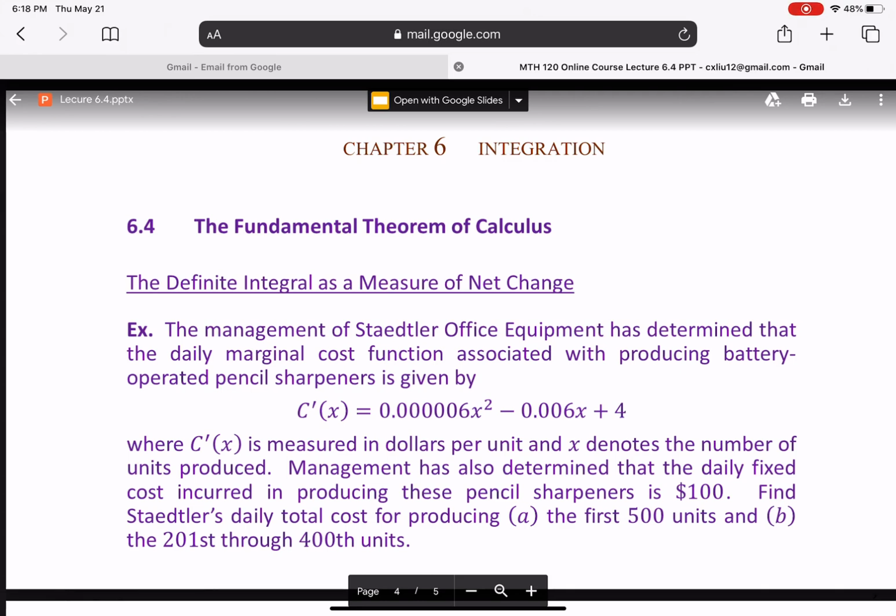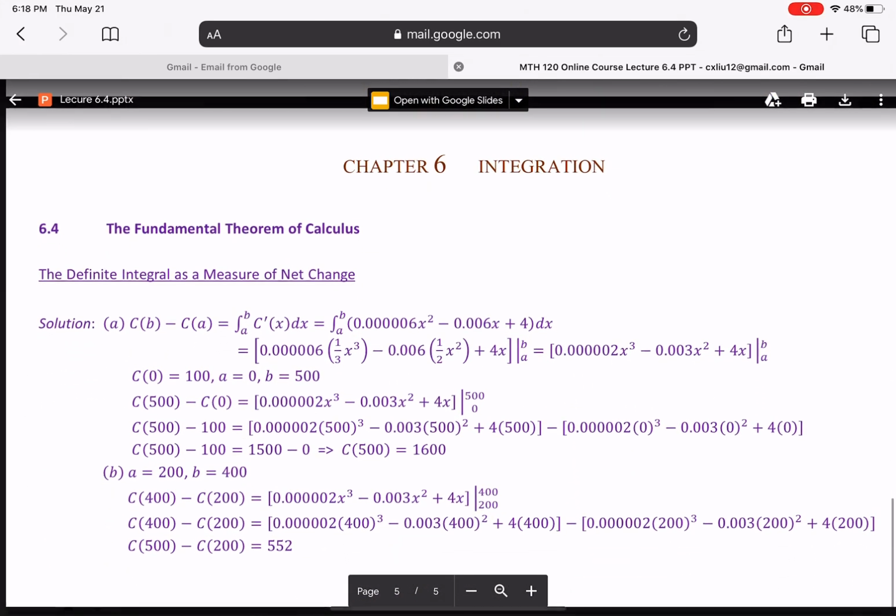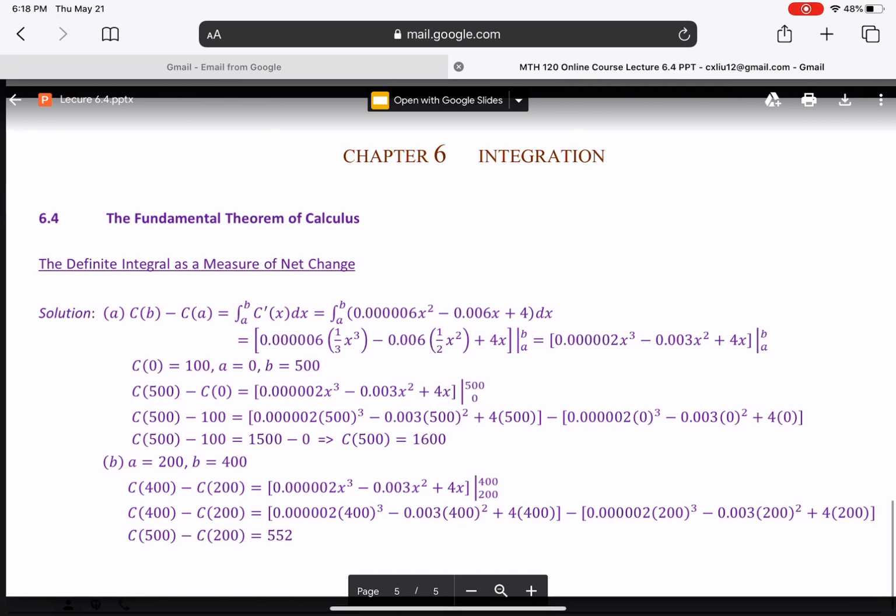So find the State's daily total cost for producing A, the first 500 units, and B, the 200th through 400th units. So let's just use the formula for the net change in this problem. So C of b minus C of a equals the integral of C prime from a to b, which is the integral of 0.000006 x squared minus 0.006 x plus 4 in this problem.